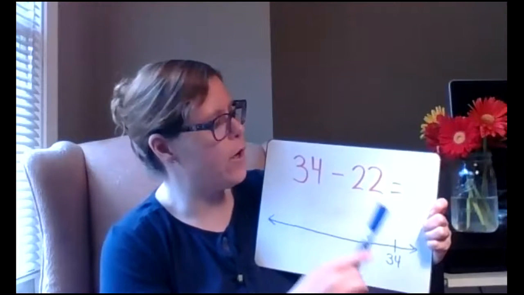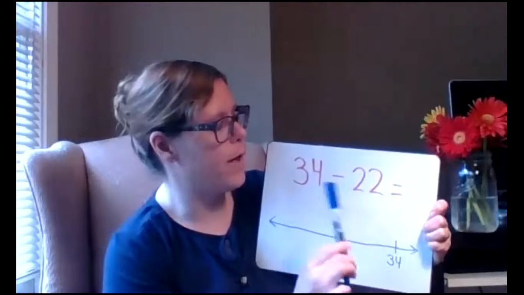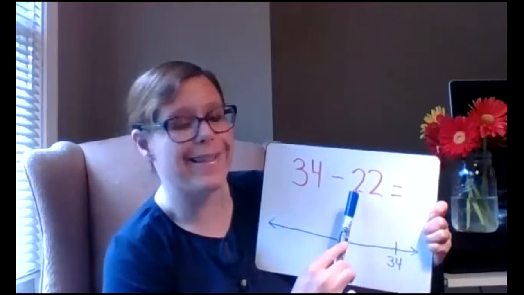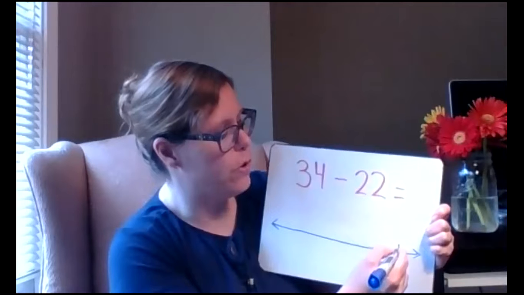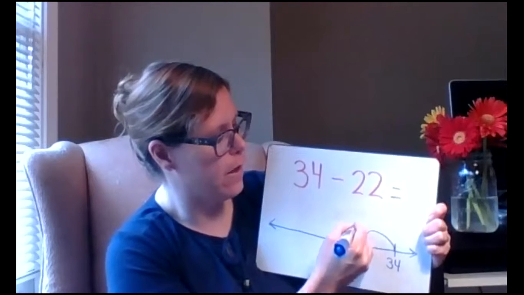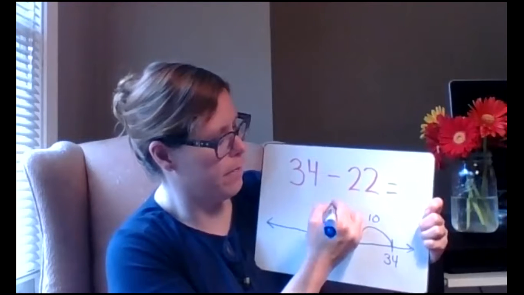So now we're going to take away 22. So we're going to do some skip jumps back because we want to subtract. So I'm looking here at my tens place and I have 2 tens. That means I need to do 2 skip jumps of 10. Ready? 10, 20. This is worth 10. This is worth 10.